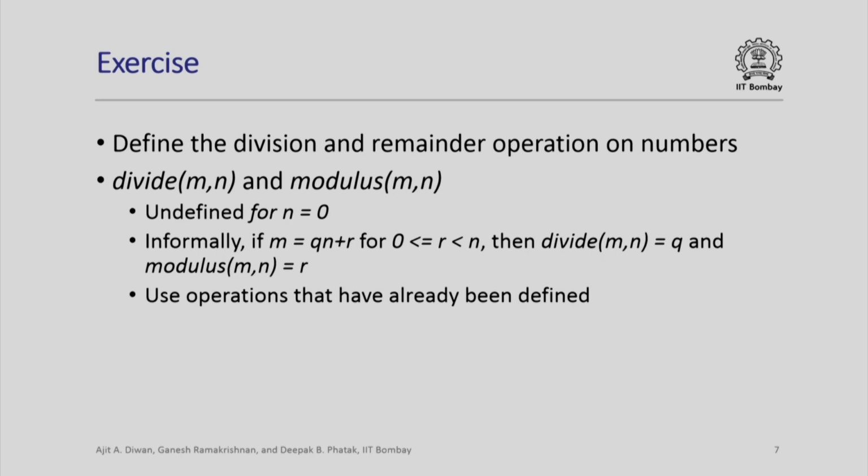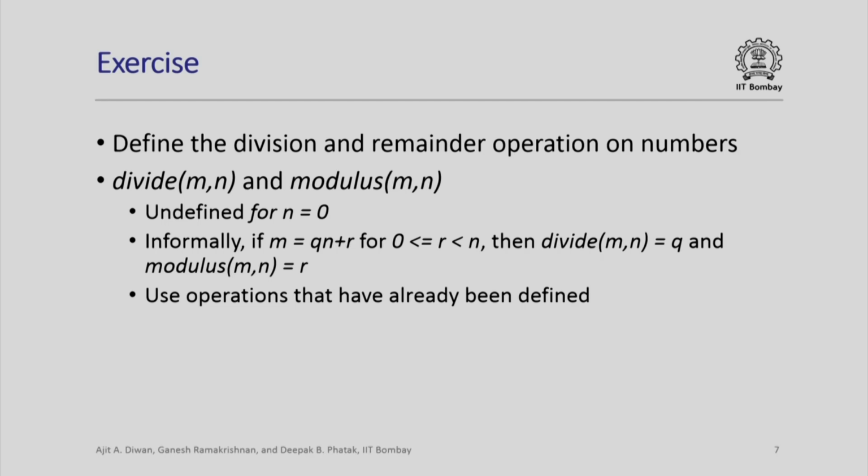So, as an exercise now, you can try to define the division and remainder operations on numbers. These are a little bit more complicated, but you can try to think over it. Here these operations are not defined for all cases. When n is equal to 0, we do not have any definition for divide(m, n). Division by 0 is not allowed. So, the operation is undefined for that case.